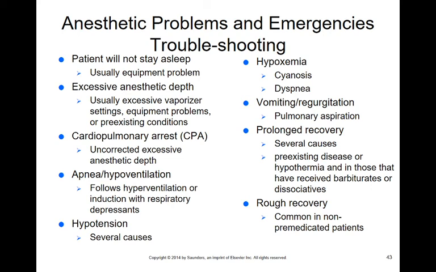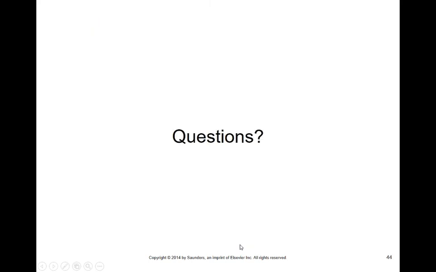Vomiting and regurgitation cause pulmonary aspiration. Prolonged recovery, there are several causes. Most common cause would be hypothermia or a pre-existing disease, or if we're using medications like barbiturates or dissociatives that just last longer in the body. A rough recovery is common if the animal is not pre-medicated. We call it a rough recovery when they're vocalizing, thrashing around, otherwise could cause self-harm.